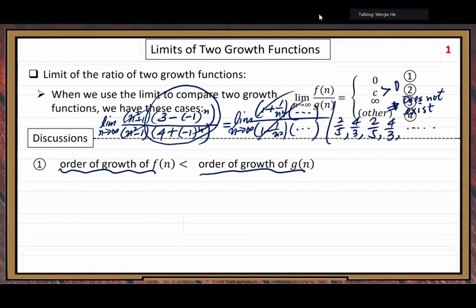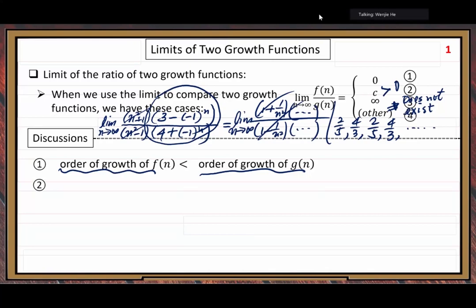Here, from the first case, the limit of the ratio equals 0. That means, in the comparison, the denominator function dominates the numerator function. So definitely the denominator function grows much faster than the numerator function. So using the order of growth concept, we should say the order of growth of the g function is greater than the order of growth of the f function. That's the first case.